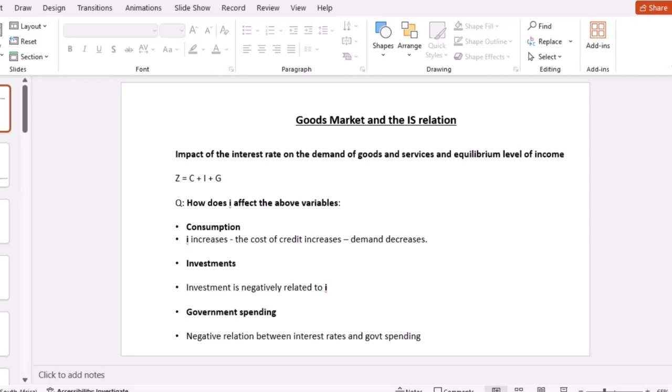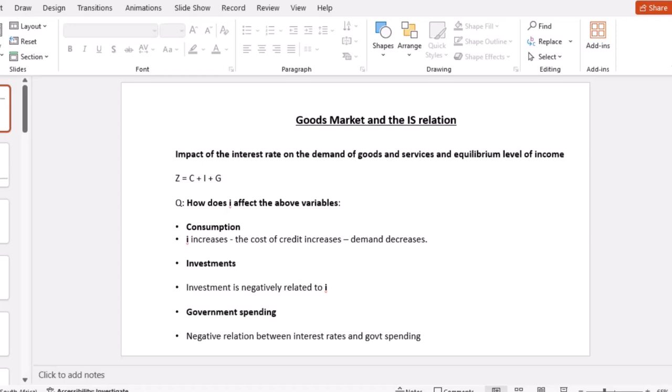What is the relation between investments and interest rates? Here again, there's a negative relation between investments and interest rates. The higher the interest rates, the lower the investments, because of the high cost of borrowing. Remember, investors will need to borrow money from commercial banks in order to finance their projects. And if the costs are high, they will defer that project until the interest rates come down. So here again, there's a negative relationship between investments and interest rate.